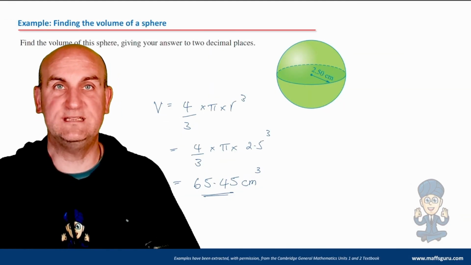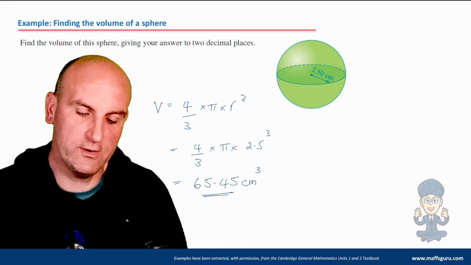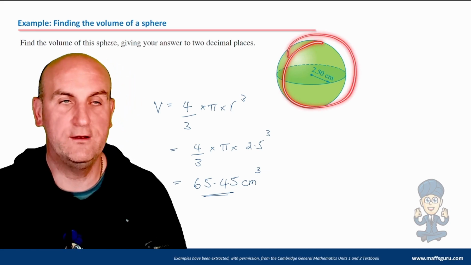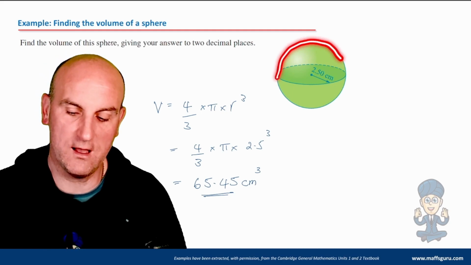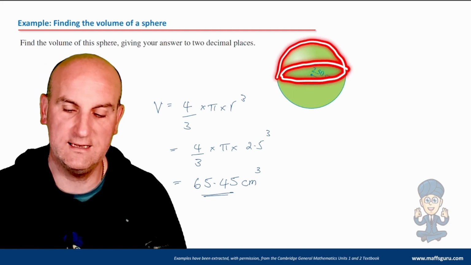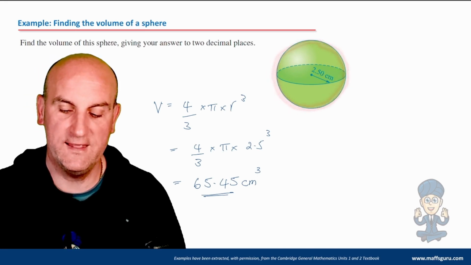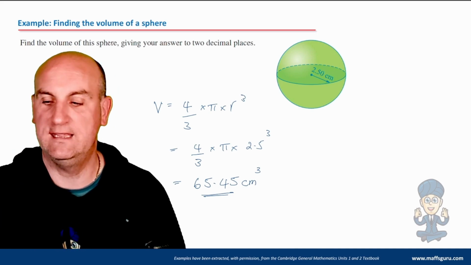Believe it or not, that's the end of that video. Hopefully it has been helpful for you. Again, how do they try and trick you with these questions? They do silly things like find the volume of a hemisphere, and a hemisphere is basically half a sphere. If you're finding the volume of a hemisphere, find the volume of the whole sphere and then literally divide it by 2. Makes life really, really easy.